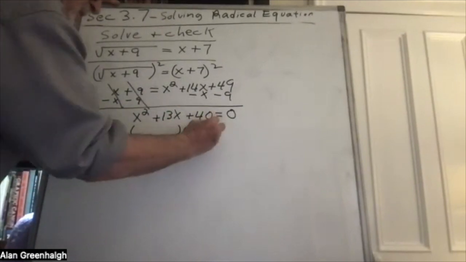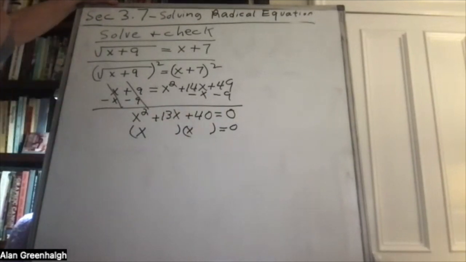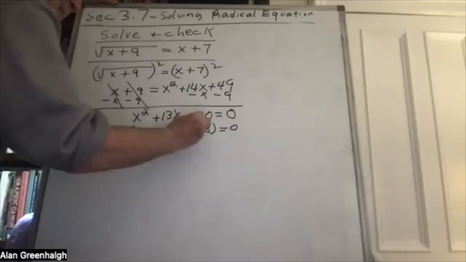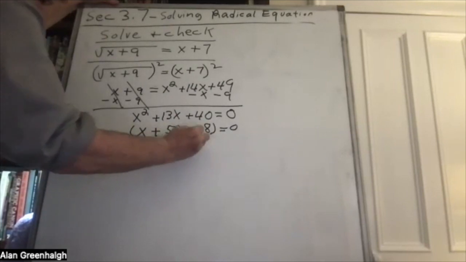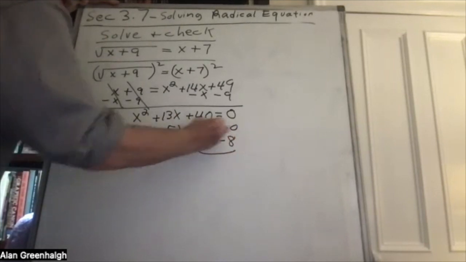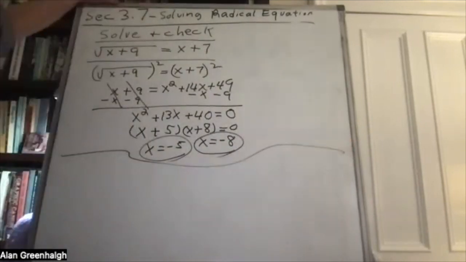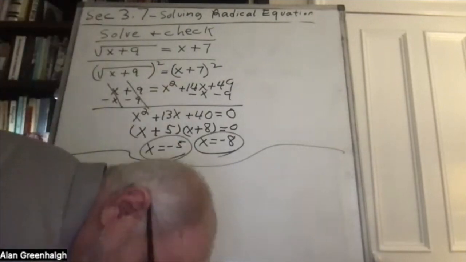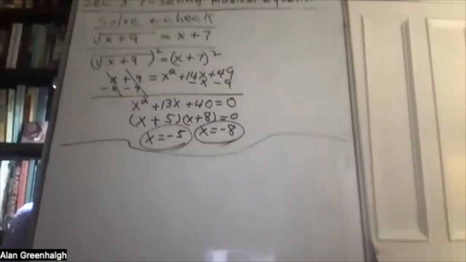So we factor this. What do you think? I think 8 and 5. Plus 5, plus 8. x equals -5, x equals -8. These are your two answers, but you have to check. Looks pretty good. Other people got this? Yes. All right, so that's the first part of the problem, but the second part now is to check this.